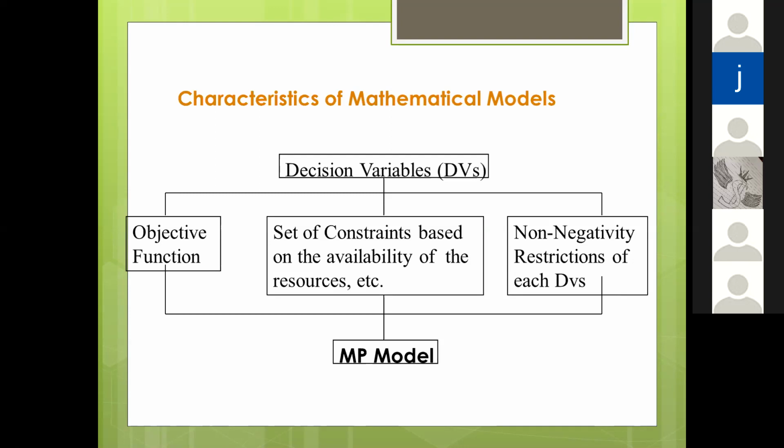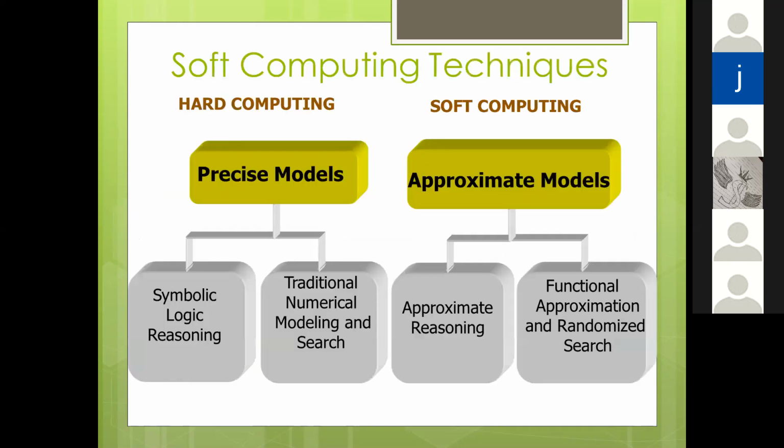And it is again polynomial type. But when we say that our problem is huge, it's very, very complex, we do not have any way of solving that particular problem with the exact models, precise models, which require symbolic logic reasoning or traditional numerical modeling and search. Then we go in for approximate models, because in approximate models, there are a lot of competing variables.